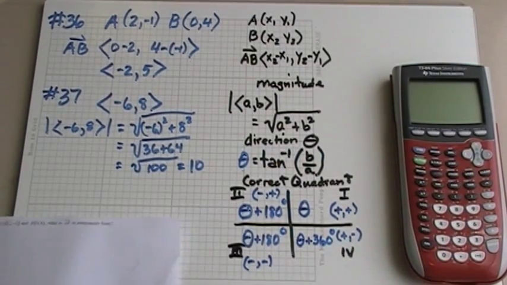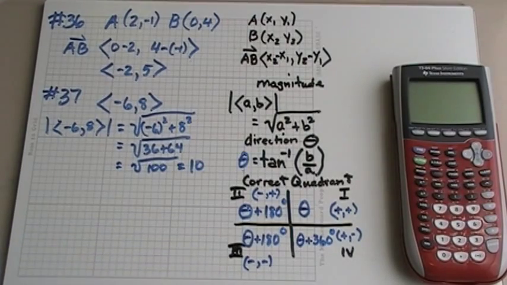So for number 37, it's a negative positive. Which quadrant are we in?